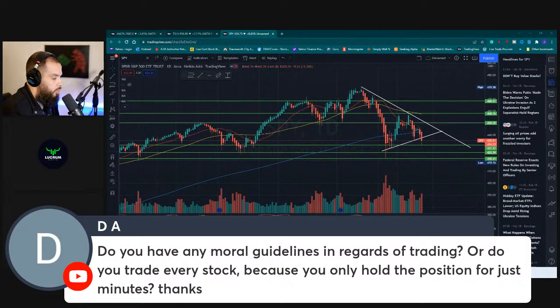DA asked, do you have any moral guidelines in regards to trading, or do you just trade every stock because you hold the position for just a few minutes? Me personally, I do have moral guidelines in trading certain stocks. I don't trade certain stocks. First of all, there's an app that has a moral compass type of thing, which tells you more about stocks. I don't trade any of the gambling stocks, or any stocks that are just negative for society. That's me personally. So I don't just trade every stock.